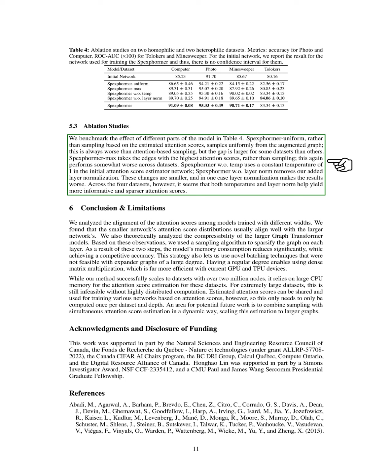We also test Spexphormer without temperature, using a constant temperature of 1, and Spexphormer without layer normalization, which sometimes worsens results. Overall, across the 4 datasets, both temperature and layer normalization appear to enhance the informativeness and sparsity of attention scores.